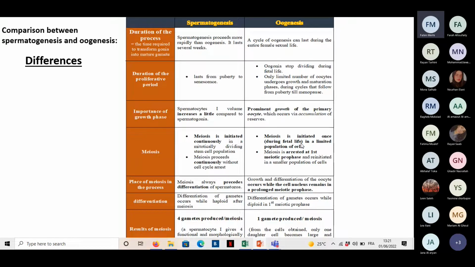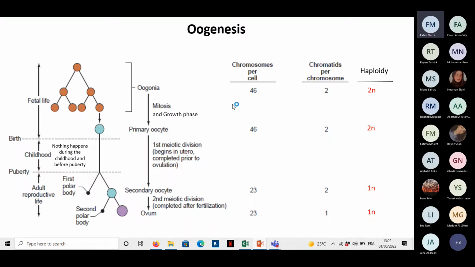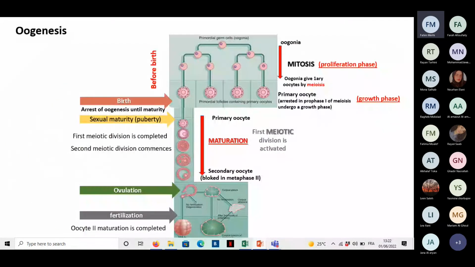also during the fetal life. After puberty, it will only resume, and it will not be initiated again. So after puberty, there are no cells that will start the meiosis. Only the meiosis will resume in the cells which were blocked or arrested in their meiosis before birth. So during oogenesis, the meiosis is initiated once, before birth, in the primary oocytes, and that's all.